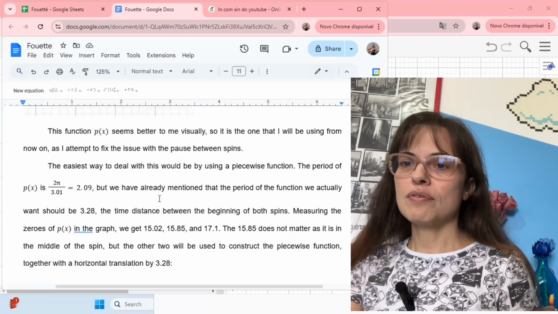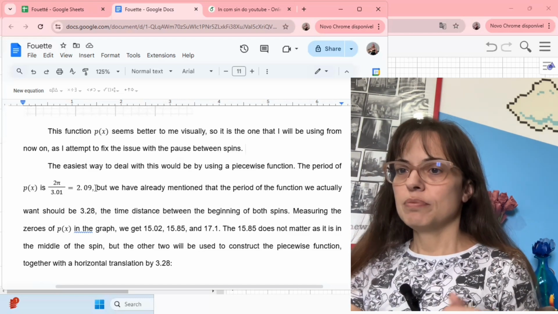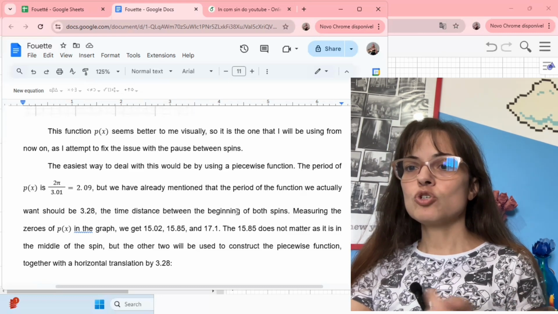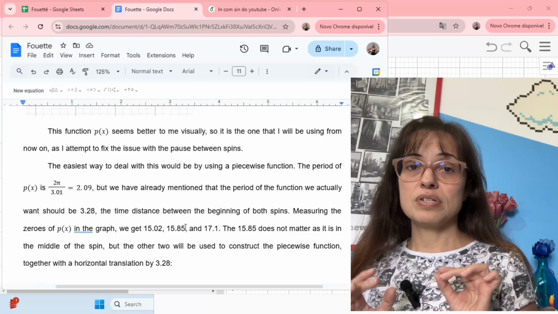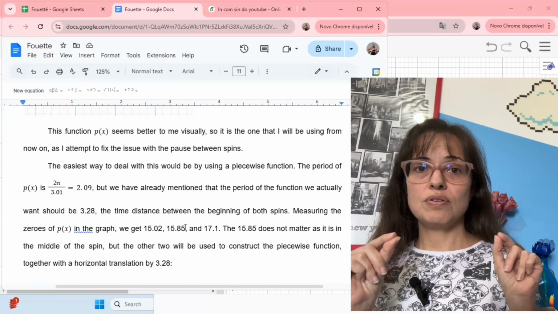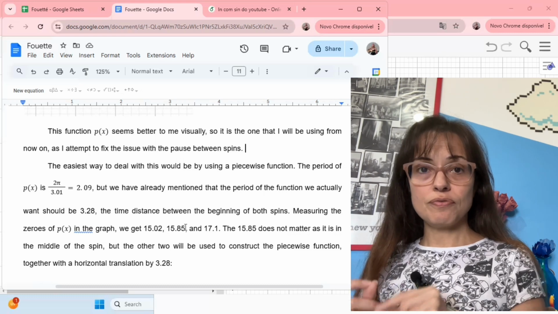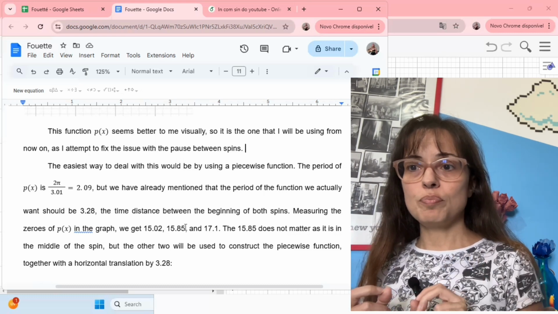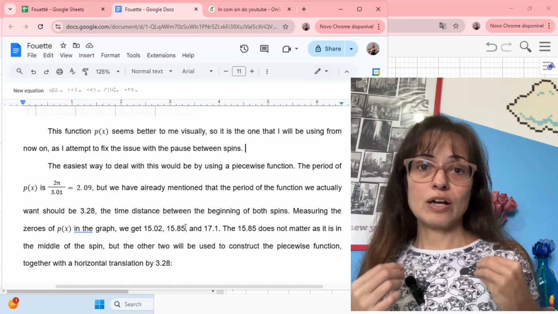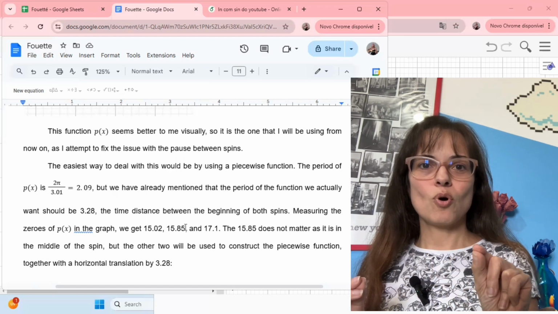The period of P is this, so I'm doing the 2 pi over b thing here, which again shows my mathematical knowledge. But we have already mentioned that the period of the function will actually want to be 3.28. This number 3.28 was used before as the distance between the first point on both spins. And I am calling that the period of the function that I want, even though it is not the period of this p of x function, which is just a sine function, because the function that I actually want is not a sine function. It starts out as a sine function and then it pauses.